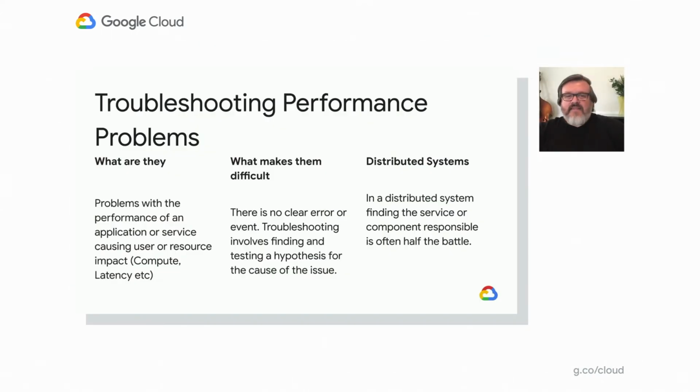In order to speak about performance troubleshooting, first let's talk about performance problems. These are problems with the latency or compute utilization of your services. And these are things that will impact your users' experience of your product and your bottom line. These are often difficult because there is no clear error or event that has caused the issue. Instead, they may be an optimization that has existed in your system for a while, or there could be a problem that has creeped up or is otherwise buried.